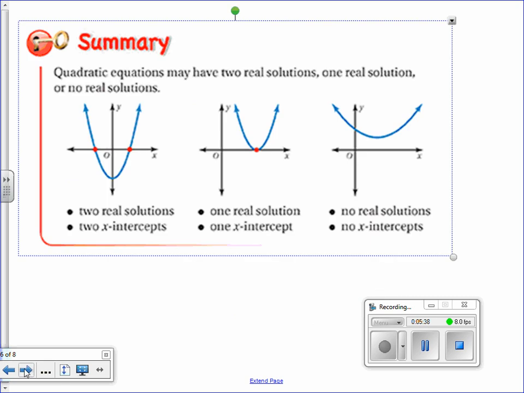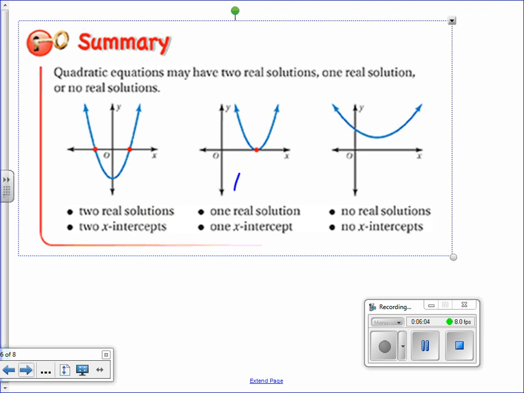Couple of review parts for you. Quadratic equations may have 2 real solutions, 1 real solution, or no real solution, and that just shows you a picture of it. So if the parabola is going through the x-axis twice, then you'll have the 2 solutions, or the 2 roots, okay? The 2 zeros. And then if your vertex is right on the x-axis, you're only going to have 1 solution.